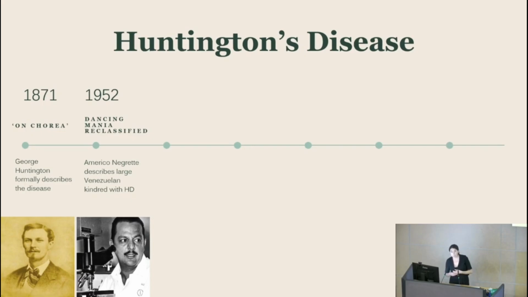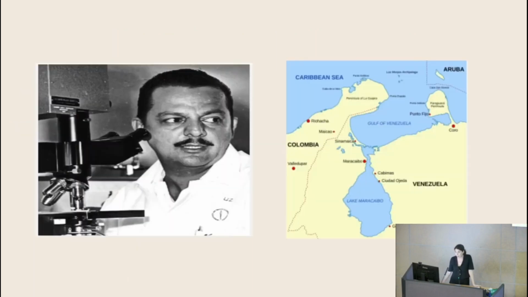During that same decade, a Venezuelan physician called Americo Negrete was studying a disease endemic to the shores of Lake Maracaibo in Venezuela, known locally as El Mal. Negrete, while working in Maracaibo, encountered people in the streets who had a peculiar gait disorder and involuntary movements. He comprehensively catalogued their cognitive and behavioural features, as well as their clinical examination findings.